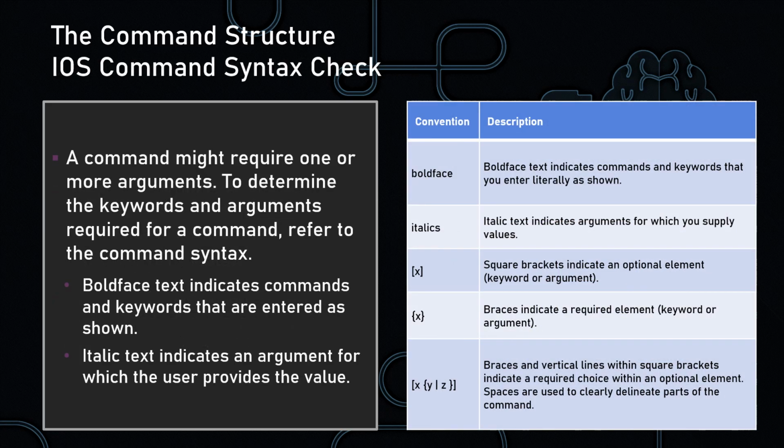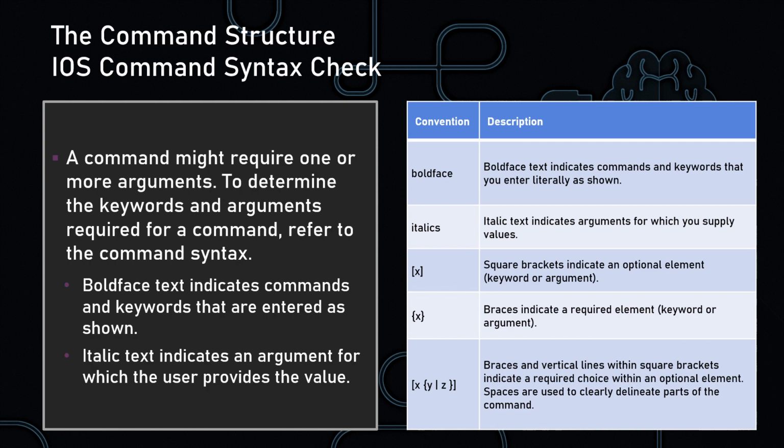As commands will sometimes require more than one argument, it's important to understand the syntax of how we structure things. Bold-faced text shows commands and keywords. Italic would indicate an argument. Square brackets indicate optional elements. Braces indicate required elements. Braces and vertical lines indicate a required choice within an optional element.